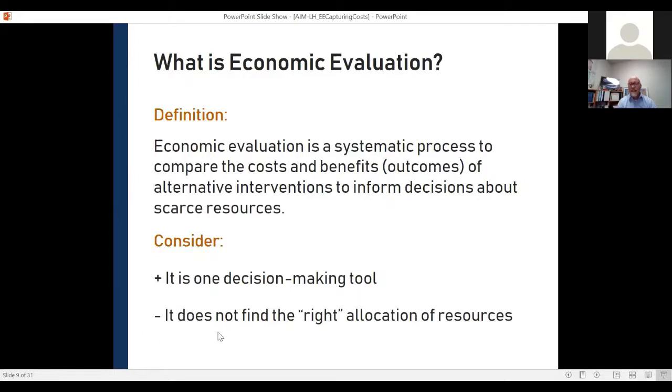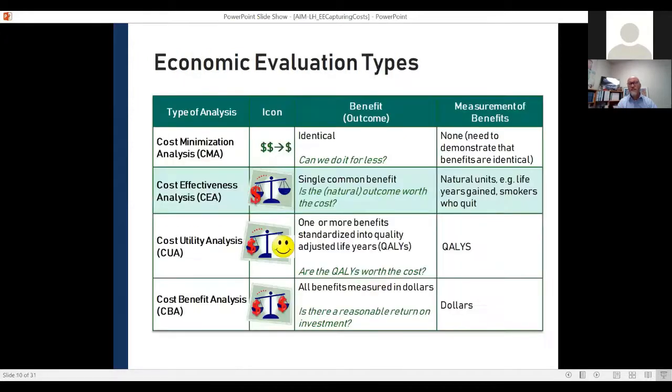The downside of economic evaluation is that it does not help us identify what the right allocation of resources is. It's not a magic tool that says, here's the one thing that we should do, or here are the two things we should invest in across public health. Because the thing that economic evaluation does not consider are issues of equity. So it's strictly concerned about efficiencies. Are resources being allocated in the most efficient way, which doesn't always align with the most equitable distribution of resources? So that's just one of the limitations of economic evaluation.